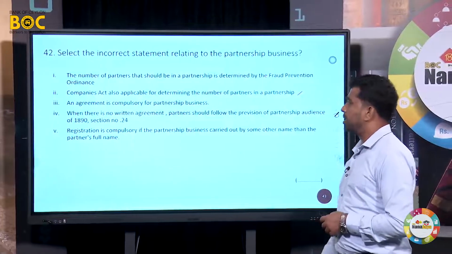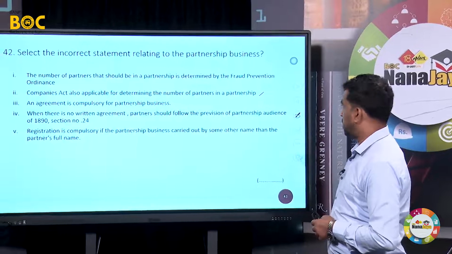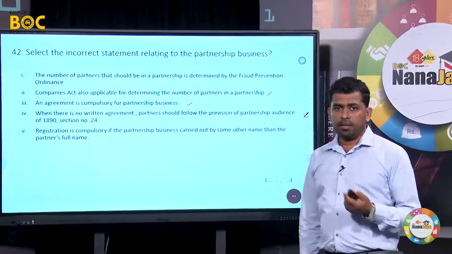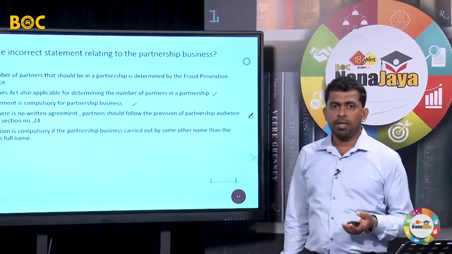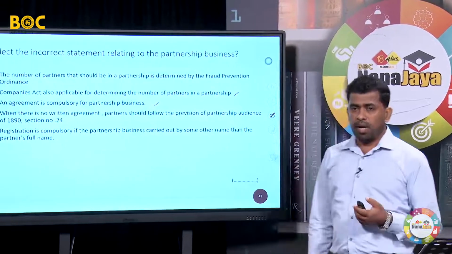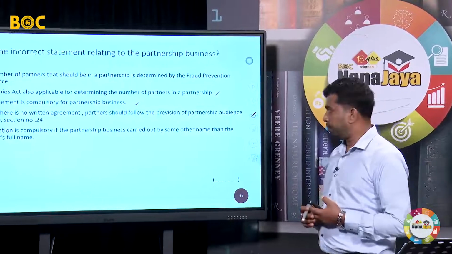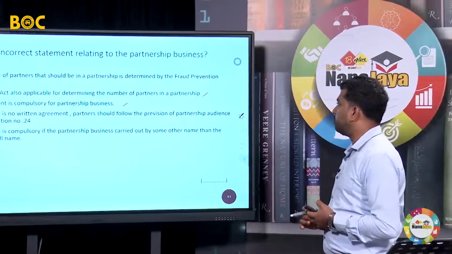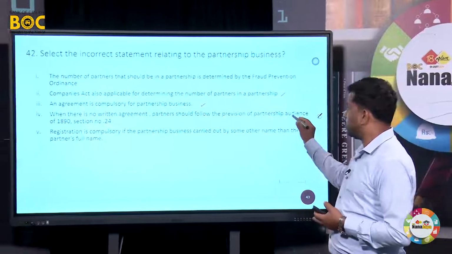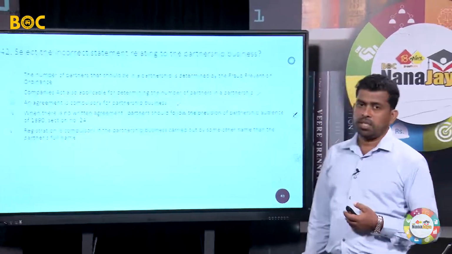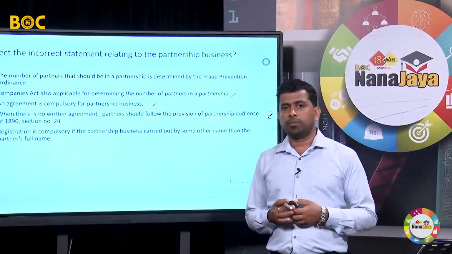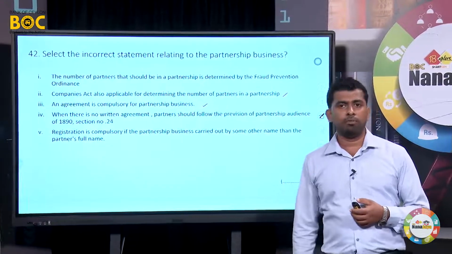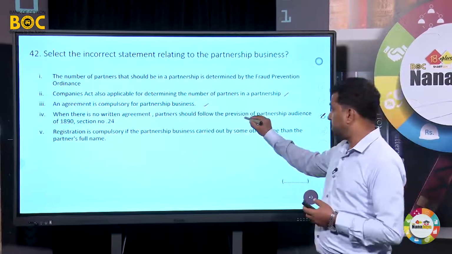An agreement is compulsory for partnership business is correct. Having an agreement is a compulsory requirement. There should be an oral or verbal, written or implied agreement among partners regarding different matters. When there is no written agreement, partners should follow the provisions of the Partnership Ordinance of 1890, Section 24. When there is no partnership agreement among partners, they have to follow the provisions declared in Section 24 of Partnership Ordinance 1890. It is correct.